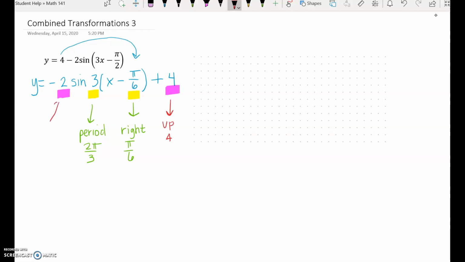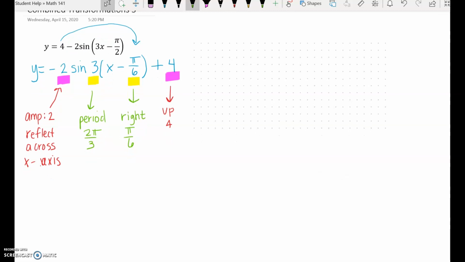And this is going to be a change in the amplitude. The amplitude is equal to 2. And then we also have a reflection across the x-axis. Even though that is working on the y value, it's moving it up and down, so that's why it's reflecting across the x-axis.